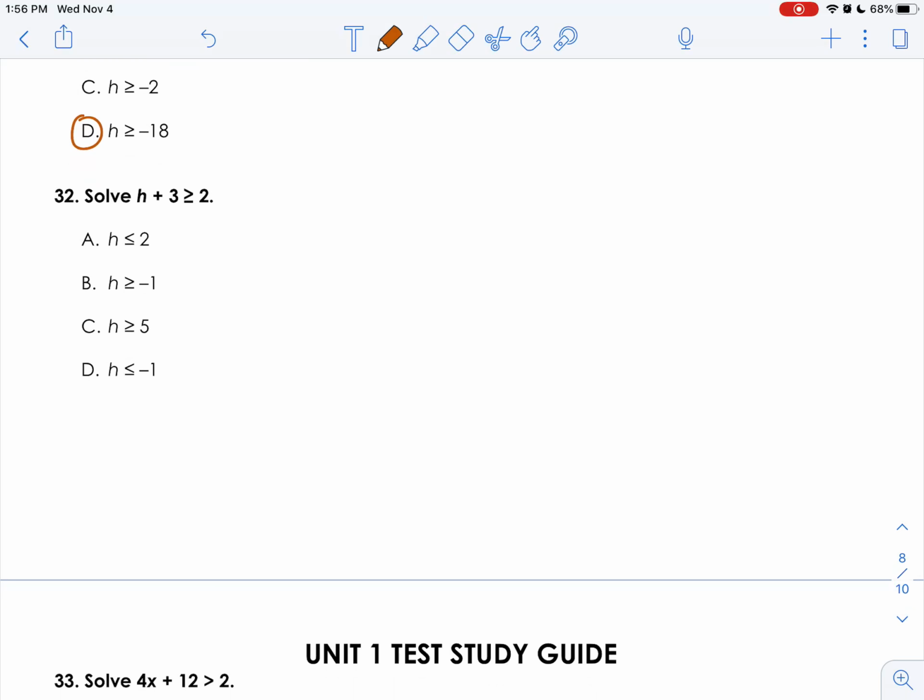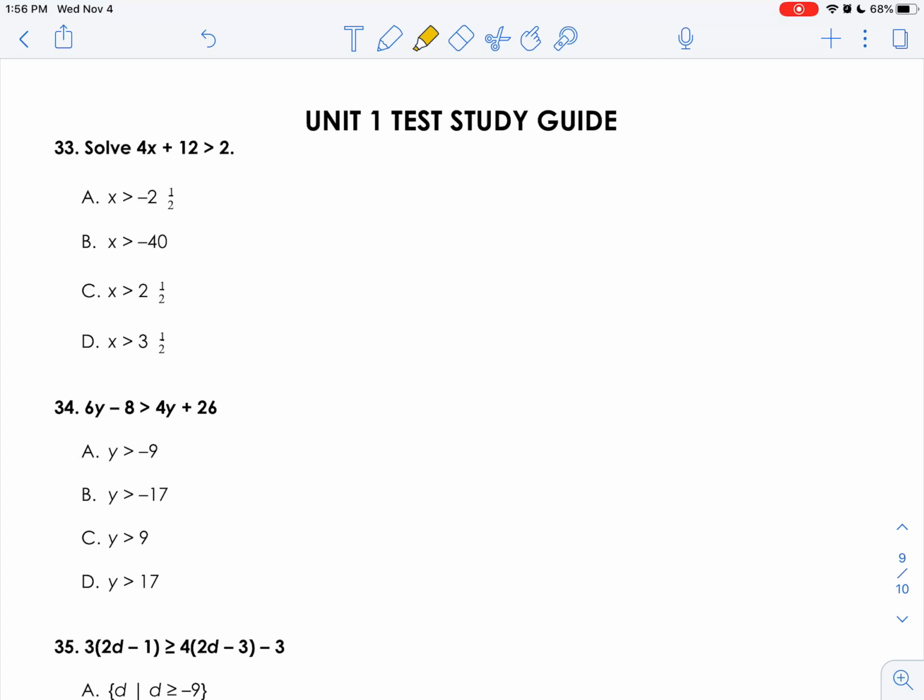Number 32, h plus 3 is greater than or equal to 2. My variable here is h. I'm going to subtract 3 from both sides. So I'm left with h is greater than or equal to negative 1, which is B.